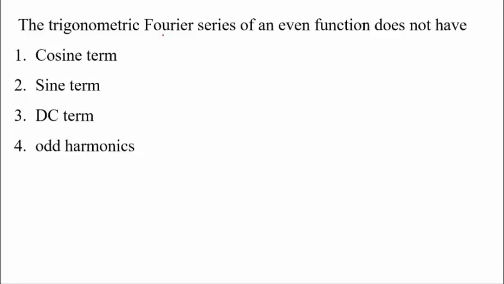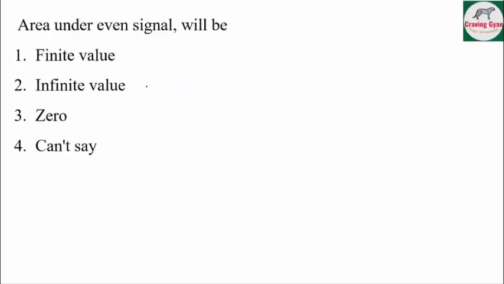Now if I am talking about trigonometric Fourier series of an even function, it will not have the sine term. In general, trigonometric Fourier series will have cosine term as well as sine term. DC is an exception. Area of even signal, if I am considering it as a periodic signal, it will be like this, having a finite area.